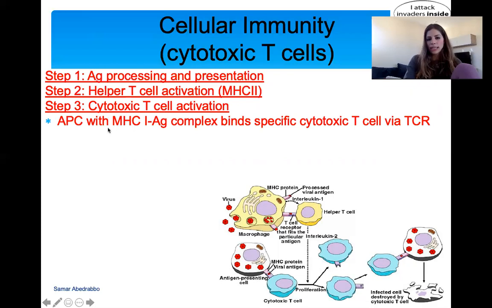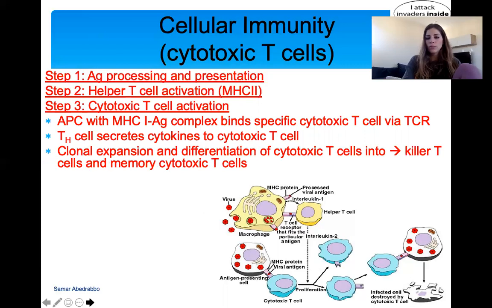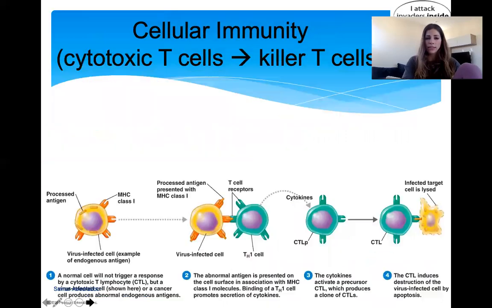So the antigen presenting cell, presenting the antigen, will bind specific cytotoxic T cells by its T cell receptor. It will secrete cytokines, which will activate the cytotoxic T cell, and the cytotoxic T cell now is ready to become a killer T cell and kill the, for example, virally infected cell. And you also get memory cytotoxic T cells. So if you're ever exposed to that virus again, if we're using viruses as an example of an intracellular pathogen, you have memory cytotoxic T cells. So you destroy abnormal cells. It's the same idea with cancer cells.